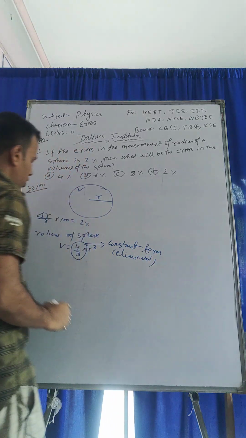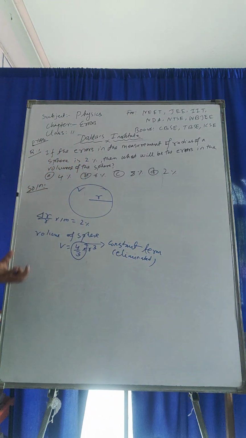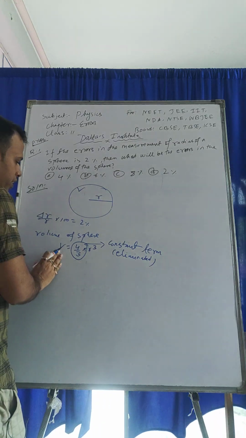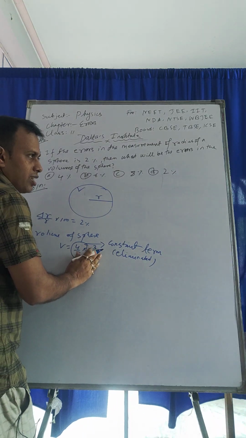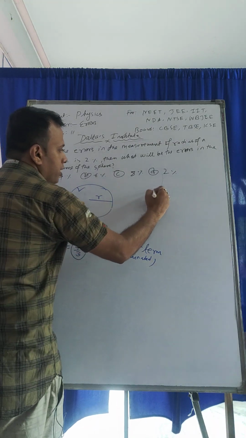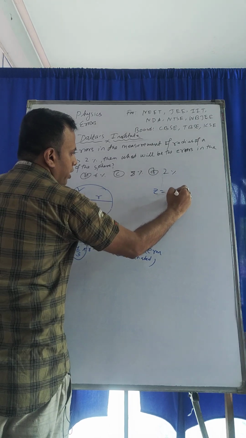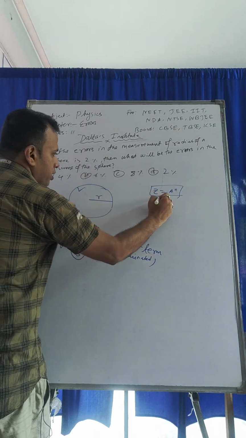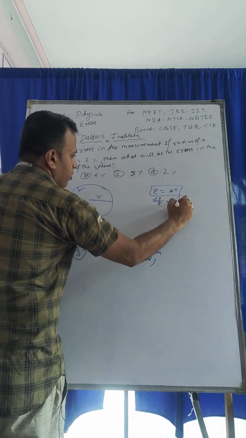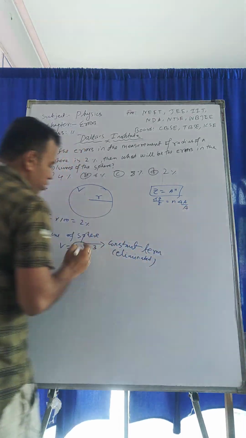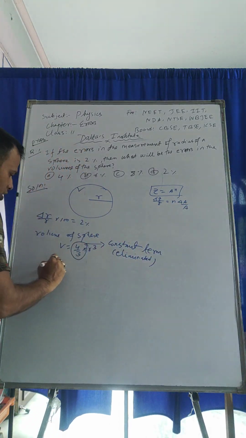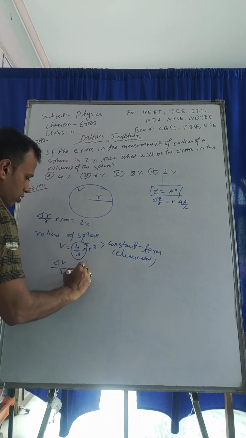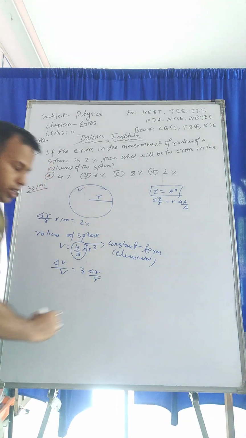Now we use this formula, that is rule number 5. V equal to r to the power 3, that is Z equal to A to the power n. So I use this formula here. If I use this formula, it will be del Z by Z equal to n del A by A, is it not? So here n is nothing but 3, so del V by V is equal to 3 into del r by r. Got my point?